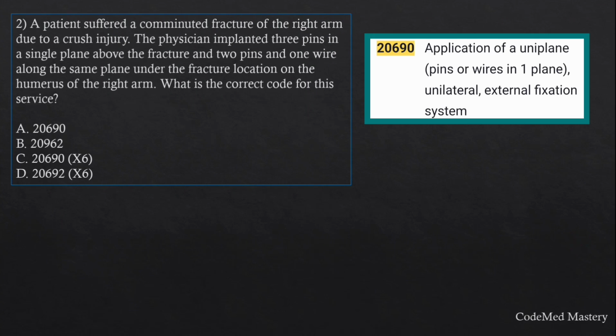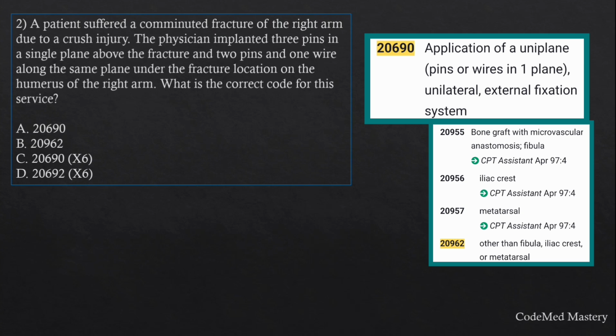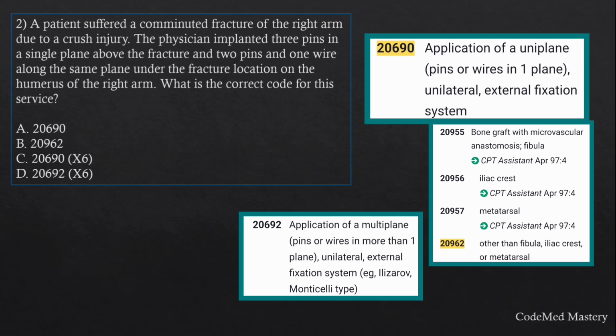20690 is for application of a uniplane pins or wires in one plane unilateral external fixation system. Code 20962 in option B is for bone graft with microvascular anastomosis other than fibula, iliac crest or metatarsal. Option C 20690 we already checked, but in option C they have multiplied it 6 times, and option D 20692 is for application of a multiplane pins or wires in more than one plane unilateral external fixation system.